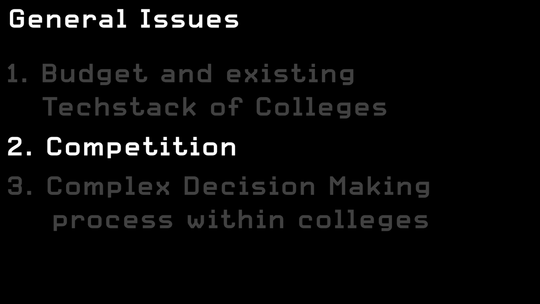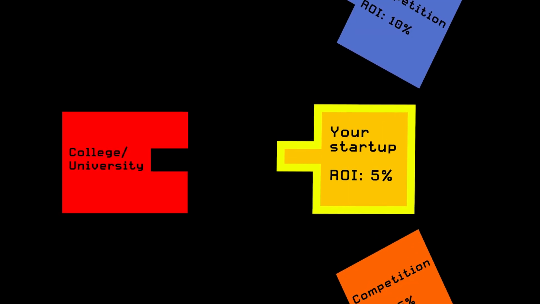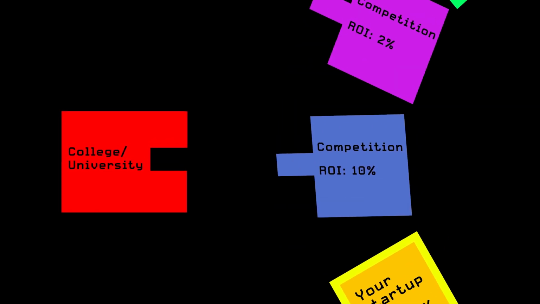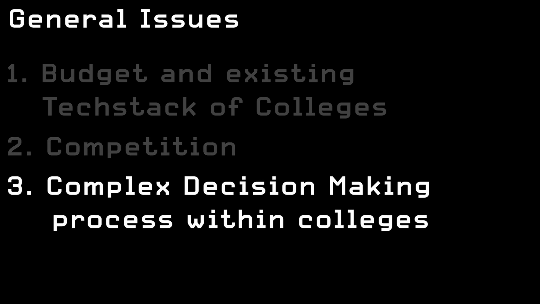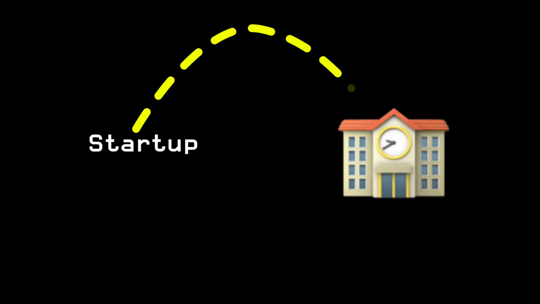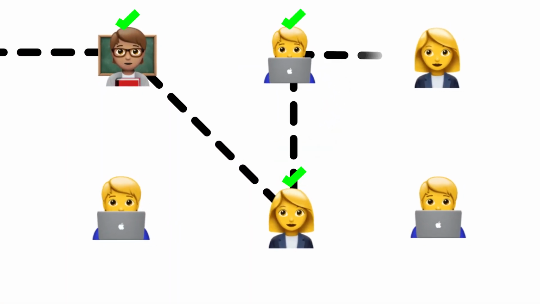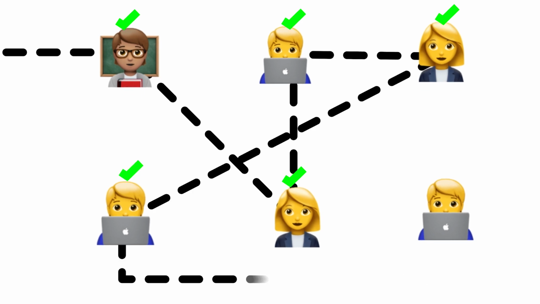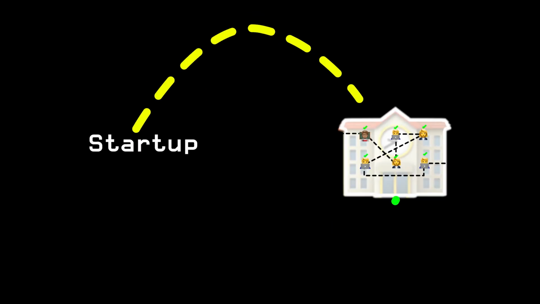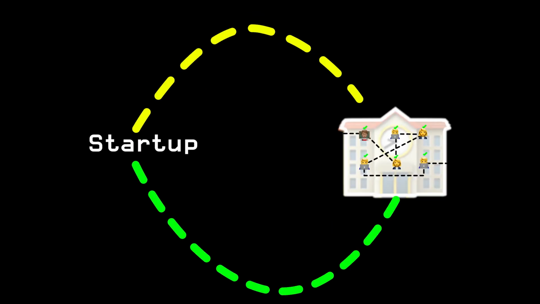The competition. How is your product better than the others and more cost-effective than others? Number 3. The complex decision-making process within colleges. The approval of adoption of a product can go to faculty members, IT staff, administrators, procurement departments, finance departments, etc. before it returns back to you. As a startup, you need to ensure you're crossing every stakeholder's boxes.